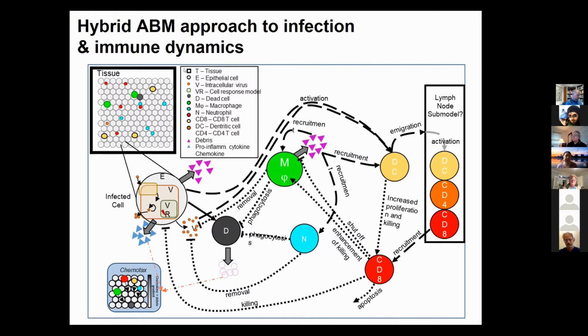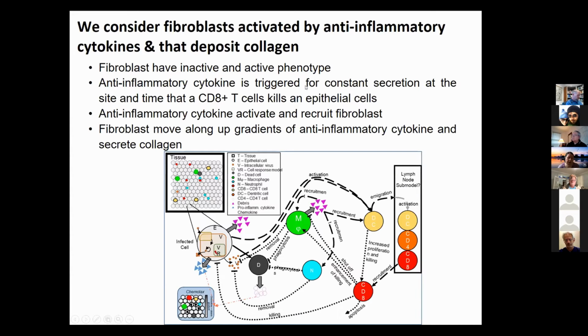So we considered adding fibroblasts, so that as soon as this infected cell is killed, there would be an anti-inflammatory cytokine signal that would start. We considered two phenotypes of fibroblasts. We'd have an inactive phenotype that's in the host tissue, so already resident fibroblasts in the lung tissue, and then once they sense the anti-inflammatory signal, they become activated, but then there's also recruitment. The active phenotype starts to secrete collagen, but the inactive does not.